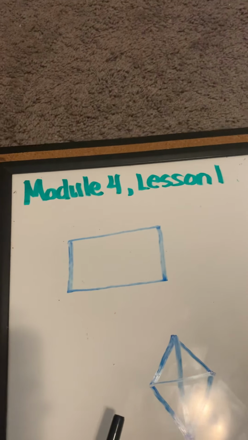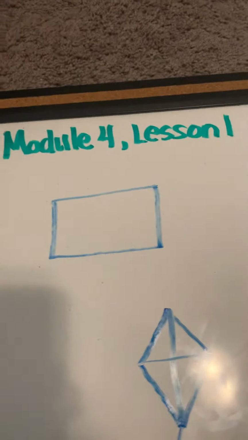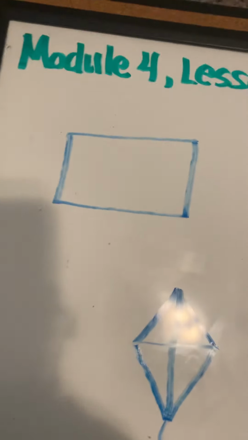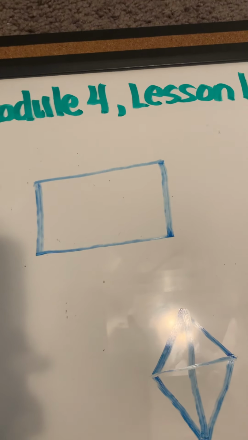Draw this shape on your paper. It is a rectangle. Do you see any lines or line segments in this rectangle? Well, I see 4 line segments.